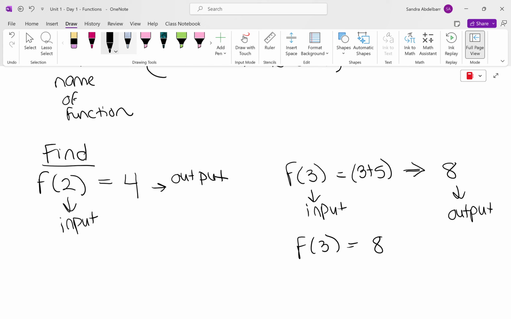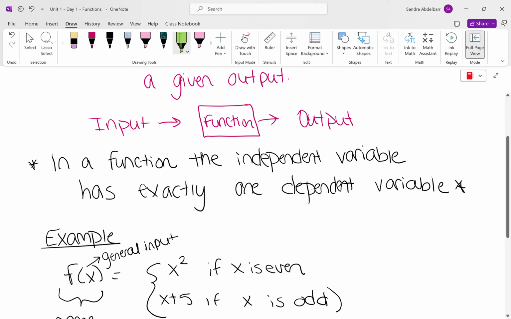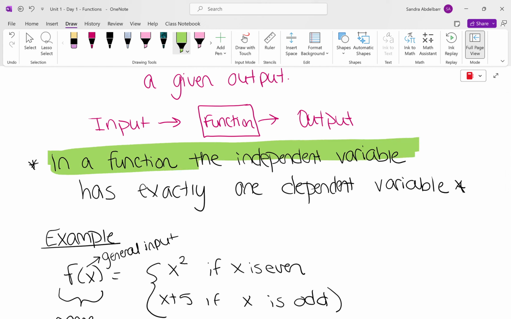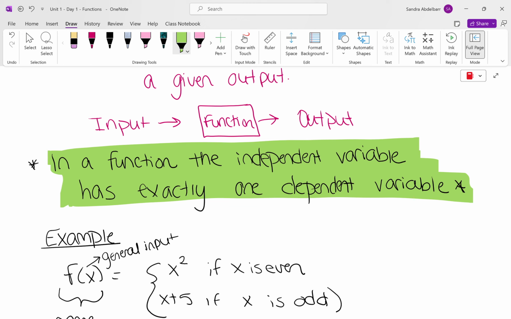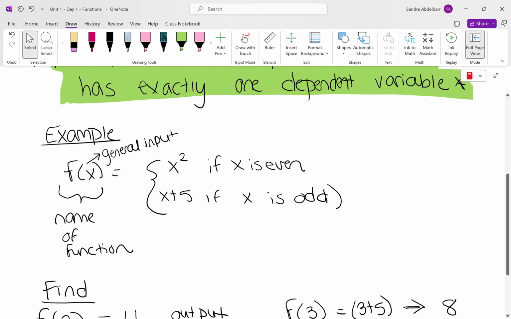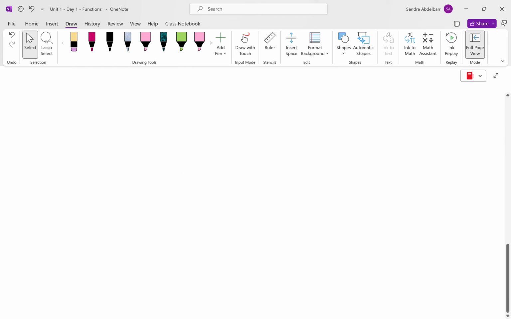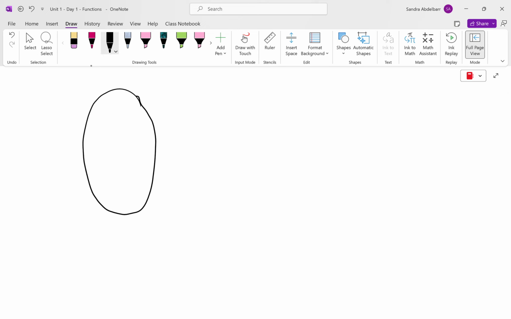Okay, and now some people have a hard time understanding what this really means. In a function, the independent variable has exactly one dependent variable. And that's what makes a function a function. If the independent variable has 2 different dependent variables, then it is no longer a function. It is not considered a function. So, going back to how my teacher explained it to me, and it was always what stuck. So let's say we have some people, and they have birthdays.